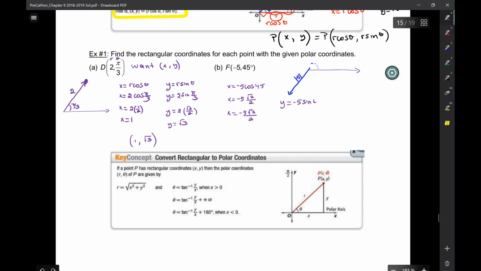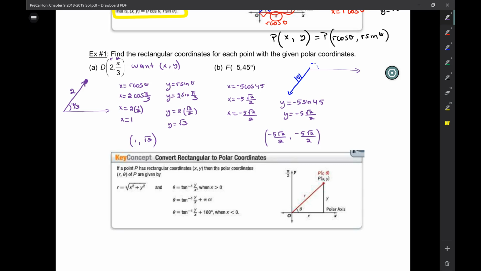-5 sine 45, -5 root 2 over 2. So my coordinate is -5 root 2 over 2, -5 root 2 over 2. Does my answer make sense? Yeah, they're both negative. That's in the third quadrant.